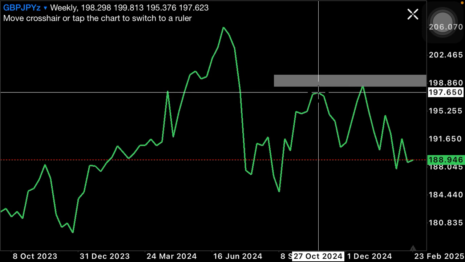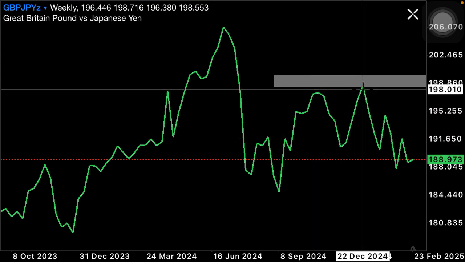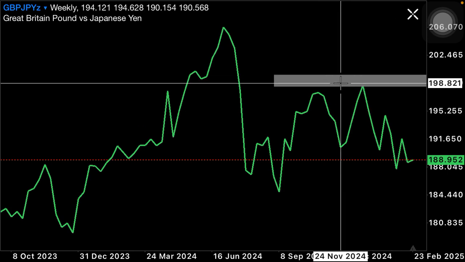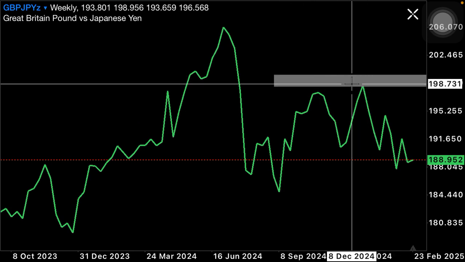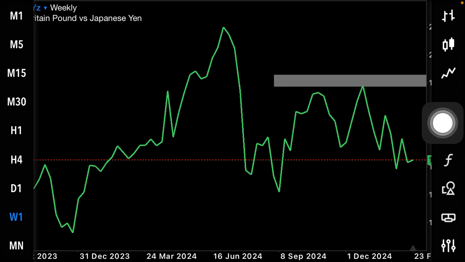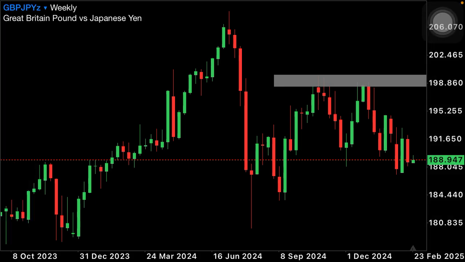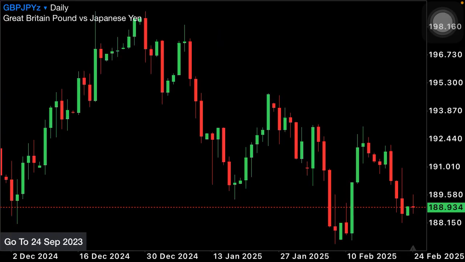Price got here, bounce back, and got here, bounce. So this is a resistance zone, or I'll call it a supply zone. So back to my chart. So now from the daily time frame, from this weekly we can tell the overall trend is what? Bearish. So let's go to the daily time frame.